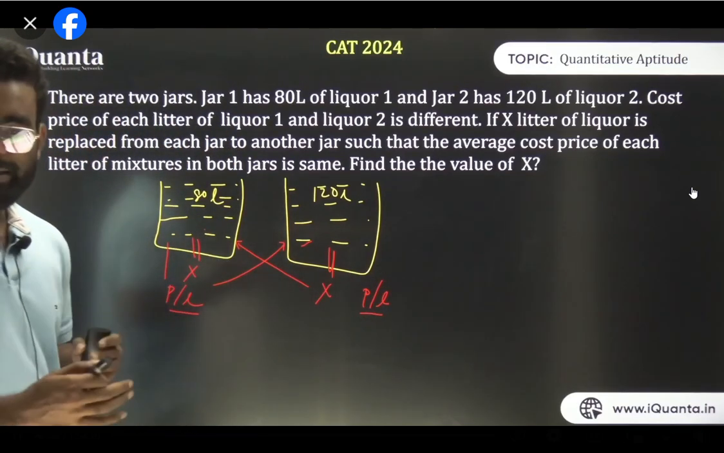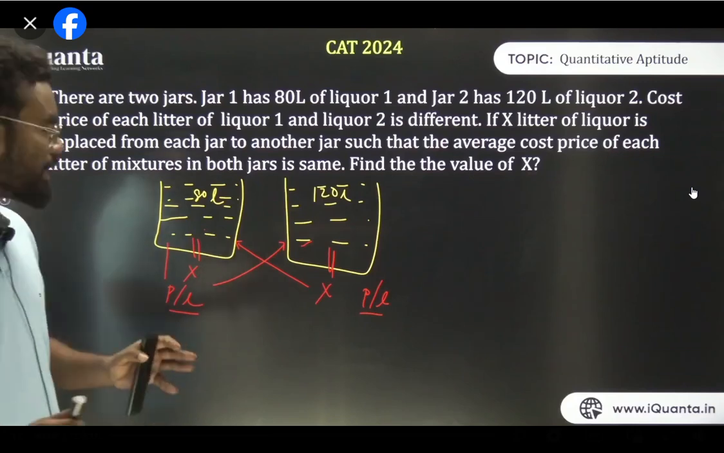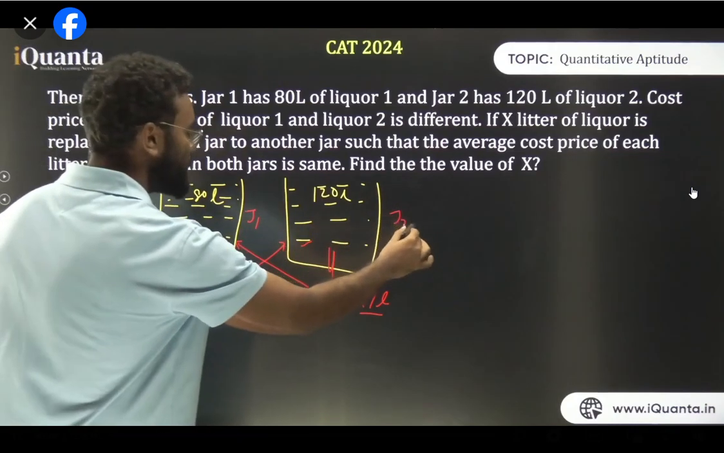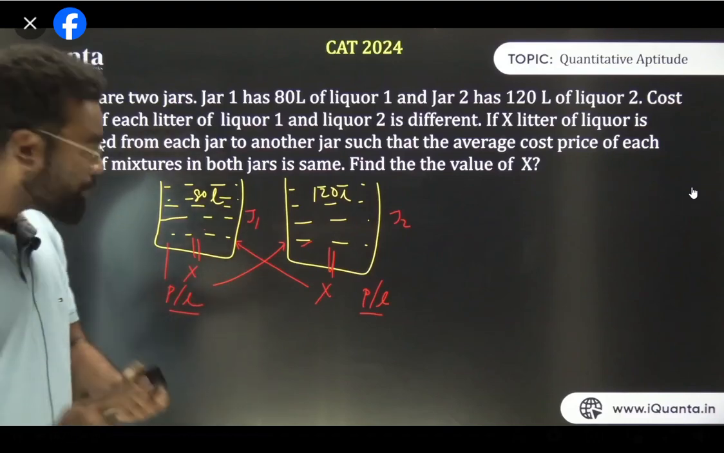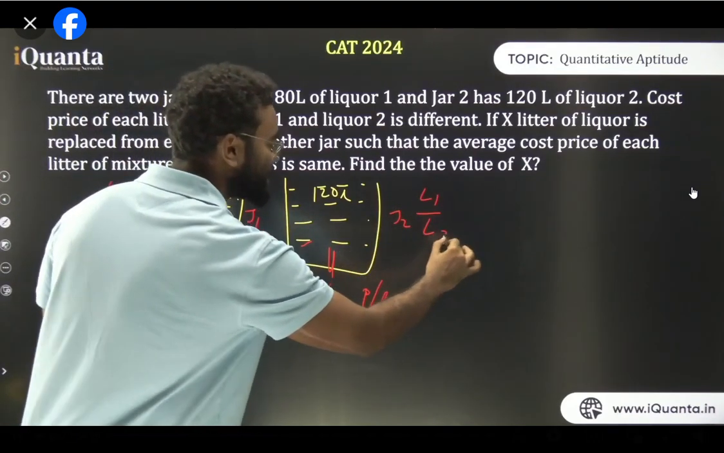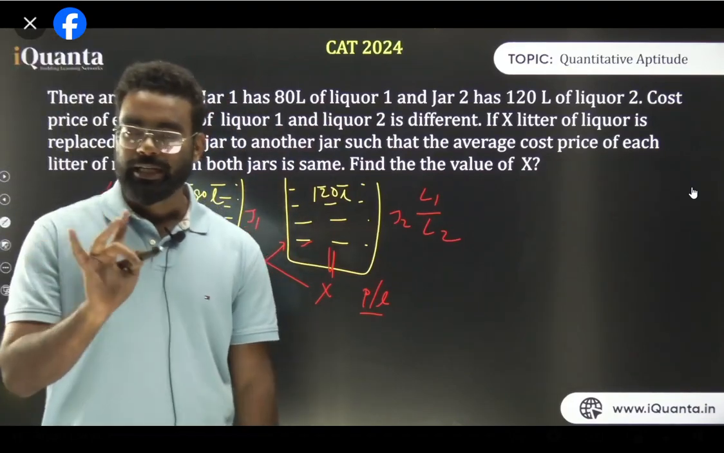Am I clear? And what is the meaning of average price? That is the meaning of price per liter is same. Now when the price per liter is same, this is jar 1, this is jar 2. Jar 1 and jar 2 have the same price per liter when in jar 1 the ratio of liquor 1 to liquor 2 is same as in jar 2 the liquor 1 to liquor 2. Yes or no? इतना समझ आया? Everyone, please understand this thing.